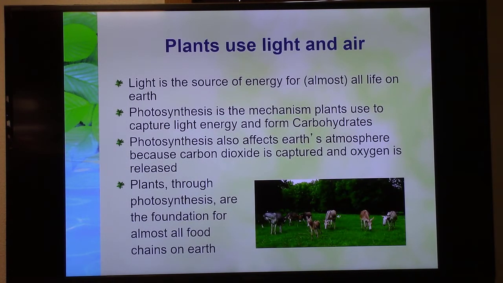Light is the source of energy for almost all life on Earth. Huh? Those are yours? Yeah. I had to put a picture of the donkeys in here somewhere.